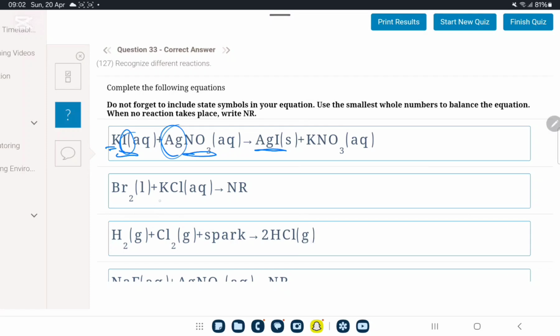And then Br2 and KCl, it is a displacement reaction. We check if Br is more reactive than Cl. In order, it's F, Cl and Br. Cl is on top of Br, so Br is not more reactive than Cl, so no reaction happens. And then H2 and Cl2 plus the spark, we know that it gives HCl. You just have to balance 2 and 2 and 2.